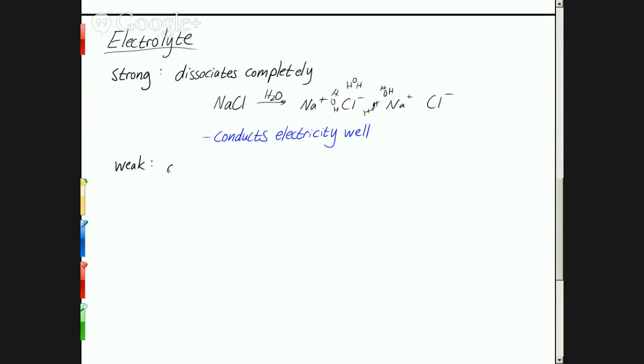A weak electrolyte dissociates slightly. So it breaks apart a little bit. A few molecules break apart, but most of them don't. The example we saw in lab was acetic acid. Another example of that is HF, hydrofluoric acid. So you put that in water, and you get some hydrogen ions and some fluoride ions, but you also get a bunch of HF that's still just HF, and that hasn't broken up.